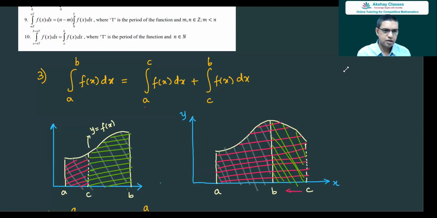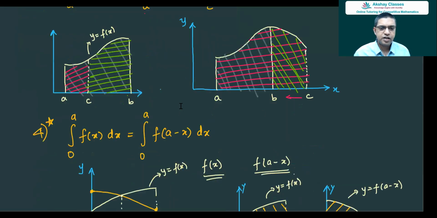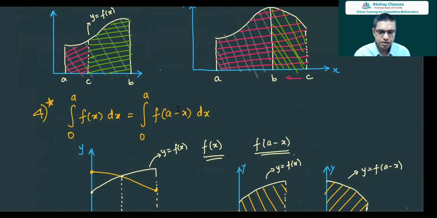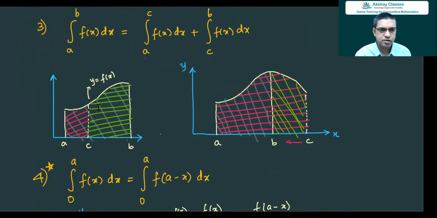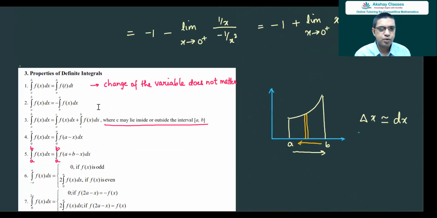So last week we started with the properties of definite integrals, and we covered a few problems based on them. So a quick review. The change of the variable, whether it is x, t, p or y, will not matter. And if the order of the limits of the integral changes, then the integral changes with a minus sign.